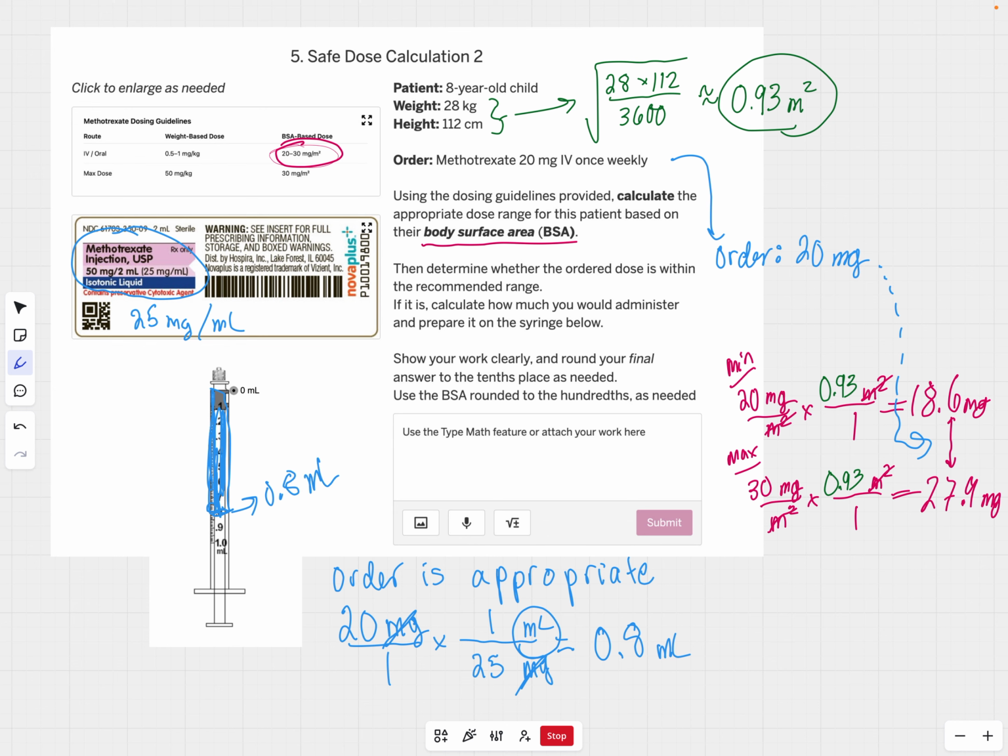A couple things to note here. When we're calculating how much to give the patient, we're falling back onto the order. I have milligrams in my minimum and my maximum, but those were used to identify whether or not the order was appropriate. Once we've established that the order is appropriate, that's the value, the order. That's directly from the prescriber. That's what we would need to convert into milliliters, not the other milligram values that are provided in the range.